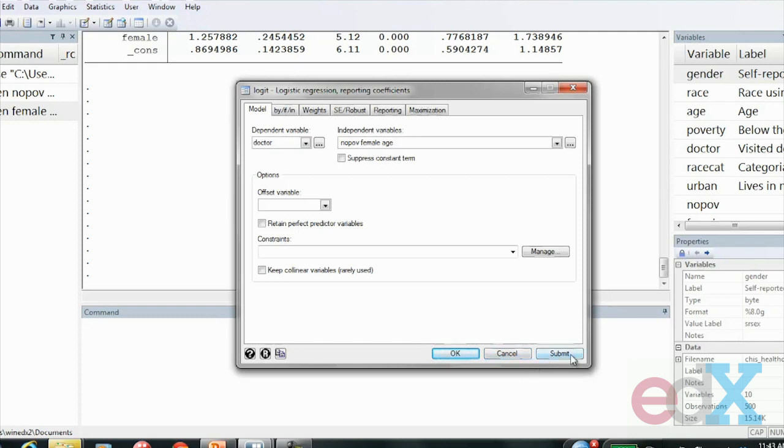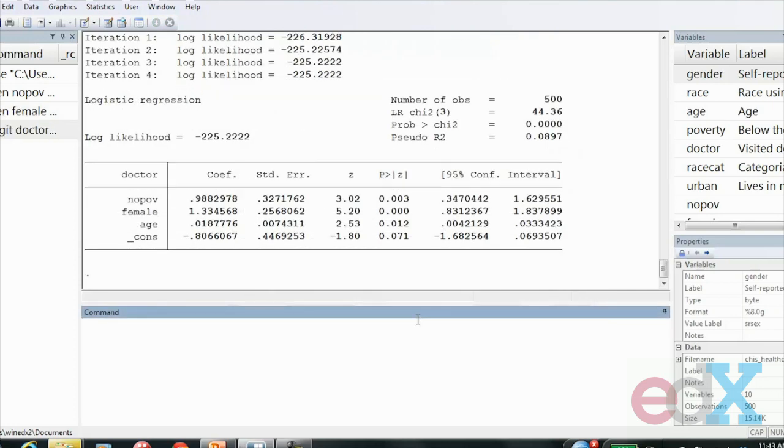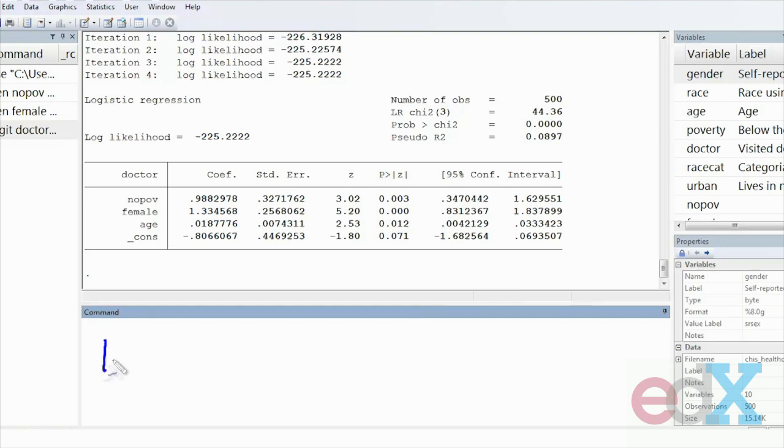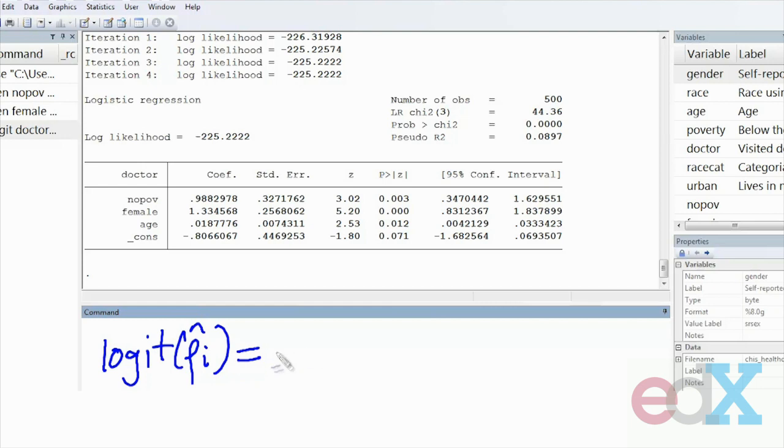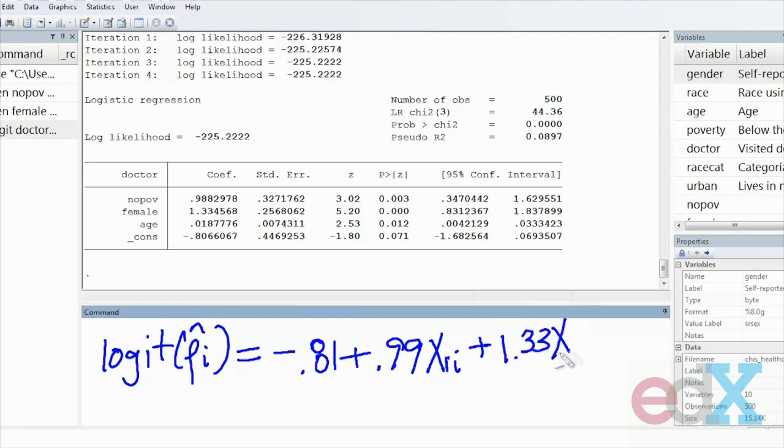For now, I'm assuming no effect modification between no pov and age. And this is a reasonable assumption in the model. The fitted logistic regression model is logit of pi hat, where that's our estimated p hats, or predicted probabilities of visiting the doctor, is equal to alpha, which is negative 0.81, plus beta 1, which is 0.99, times x1, plus beta 2, which is 1.33, times x2, plus 0.02 times x3, which is age.